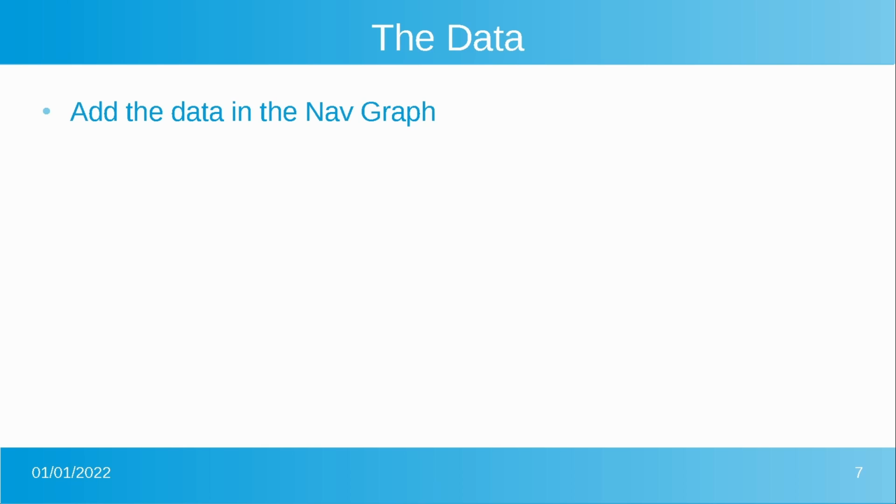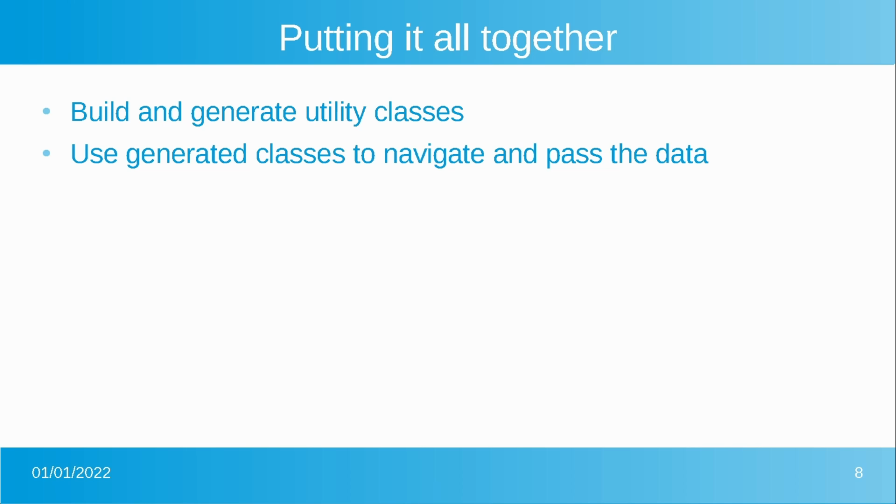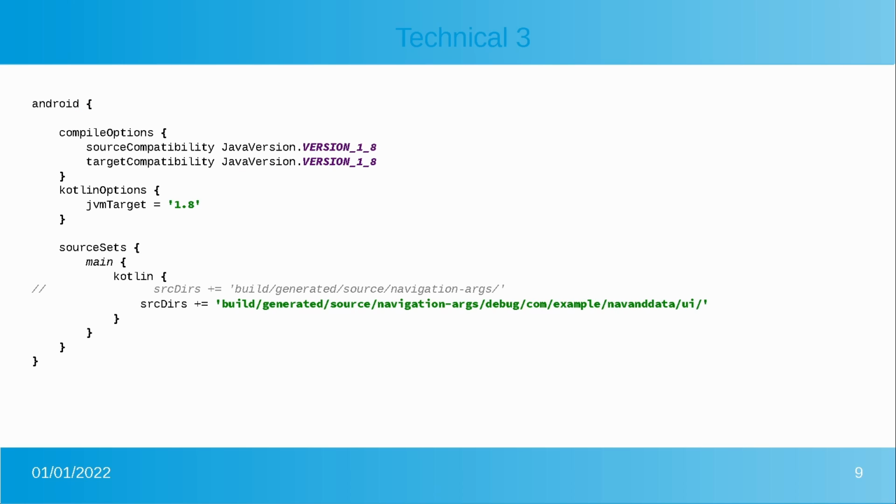The data will be added in the nav graph, and putting it all together, it will look like this. You will have to build the new Gradle utilities and build the project, which will generate some classes which will allow us to do the navigation a bit differently and pass the data. As I just said, we will use the generated classes for navigation and passing the data. And we'll discuss this: if the classes aren't generated, you'll have to add this to your application level Gradle in order to get the classes to appear in the IDE.